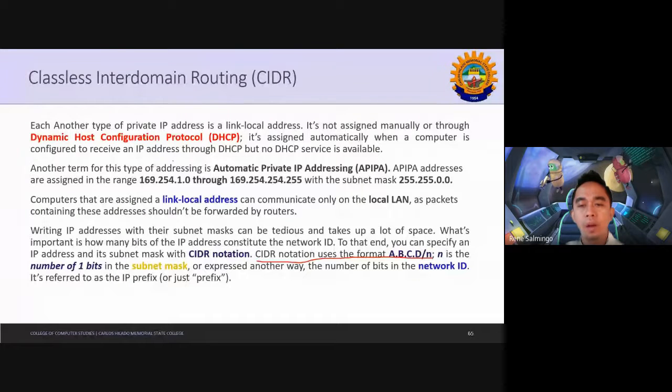So given the following, there's another term for addressing. We have the automatic private IP addressing, APIPA. This is used for private addressing, while your dynamic host configuration protocol, DHCP, assigns automatically. APIPA is assigned when a computer is configured to receive an IP address through DHCP, but there is no DHCP service available.